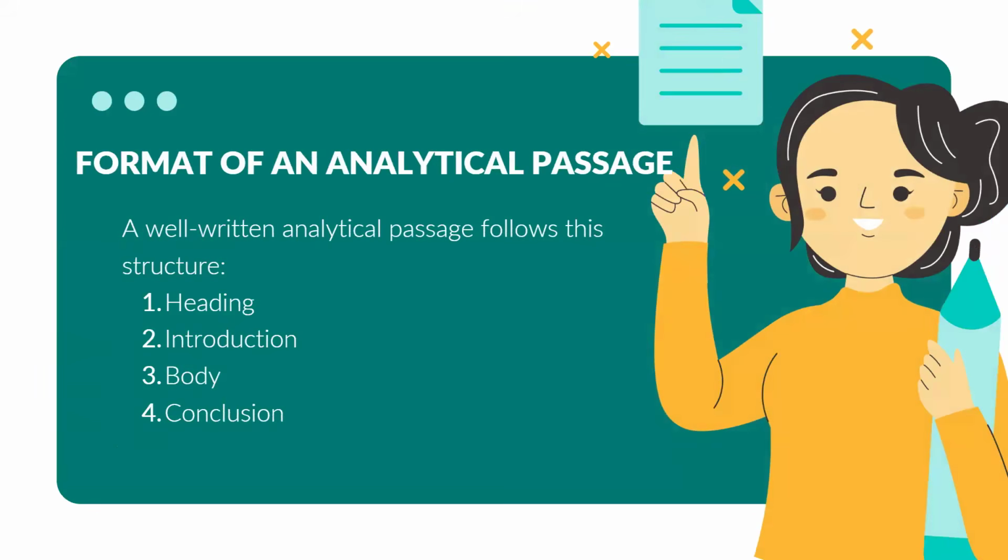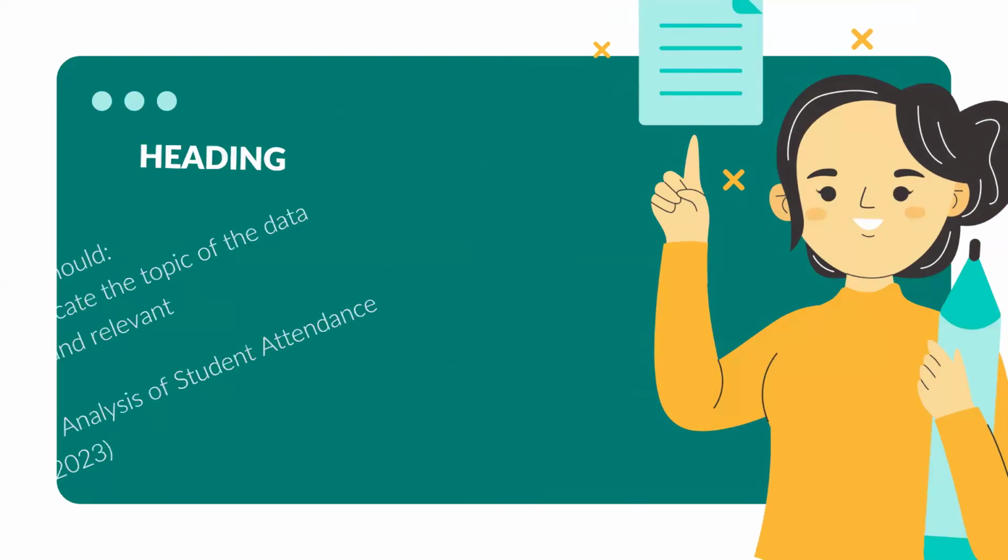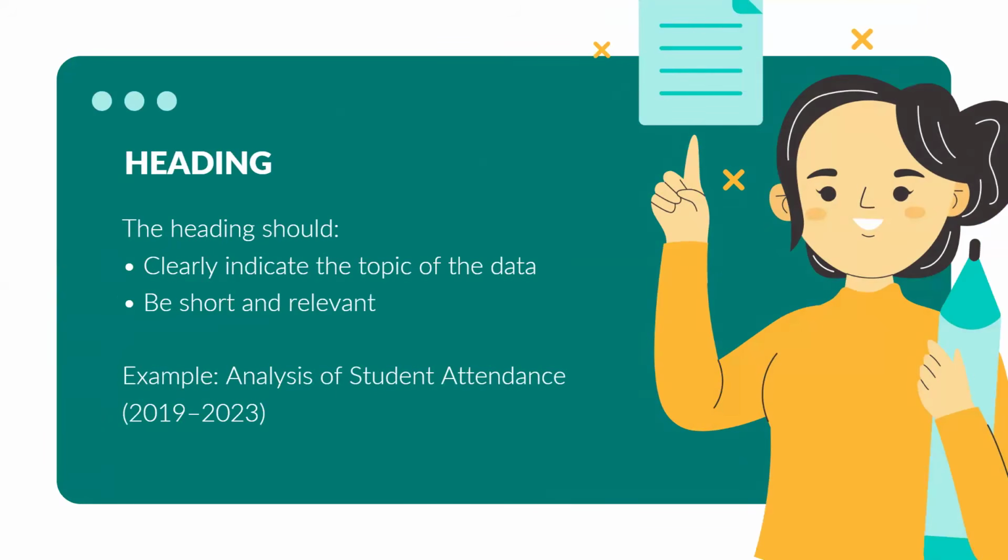Never write randomly. Follow the golden structure: heading, introduction, body, and conclusion. This gives your answer clarity and professionalism. Structure itself earns marks for you. Your heading is your first impression. Make it precise and meaningful. One clear line can set the tone of the entire answer.